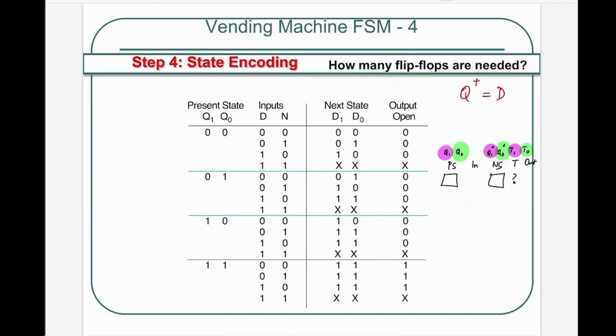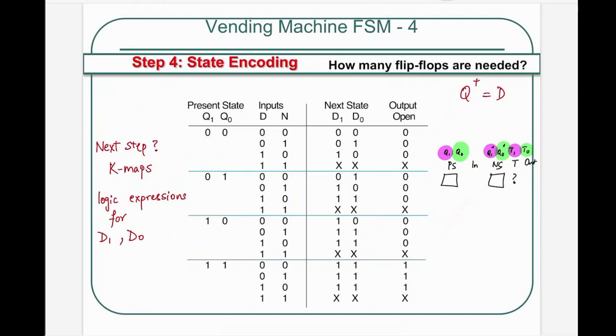So what do you think is our next step? K-maps, okay. So using K-maps, what are you trying to find? What are you using the K-maps for? You guys said K-maps. D1 as a function of input and present state. Okay. So I'm going to write just D1 and D0. So I'm trying to write logic expressions, right? Simplest logic expressions for what? D1, D0. Those are the inputs to my flip-flops.